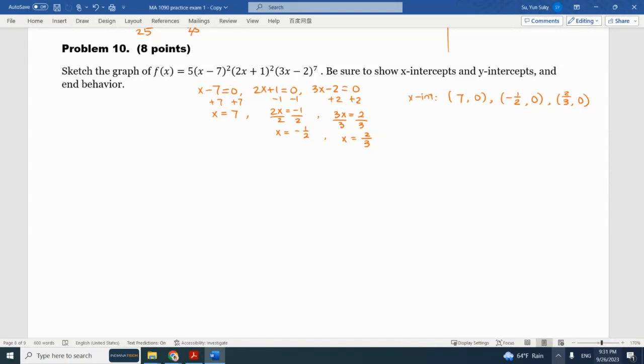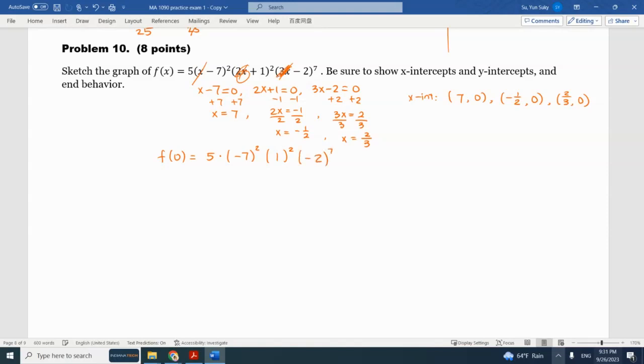So far, so good, everybody. We set each factor equal to 0 and we find the x-intercepts. And then to find the y-intercept, we plug in x is 0. So think about it, when x is 0, the x is all gone. So just get rid of x. You get 5 times negative 7 squared. X is 0, so 2x is gone, you have 1 squared. X is 0, 3x is gone.